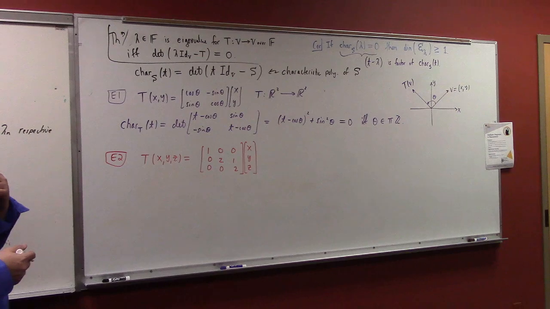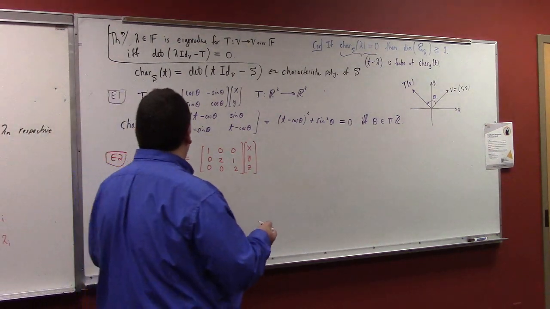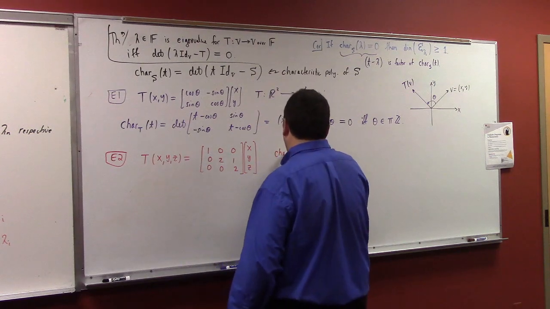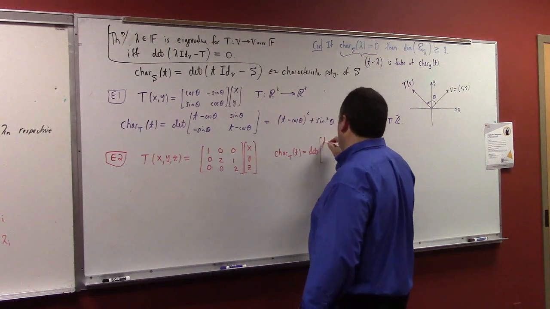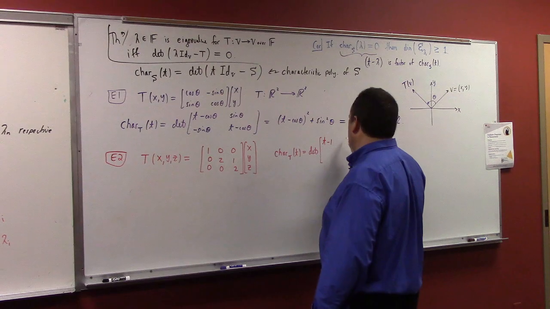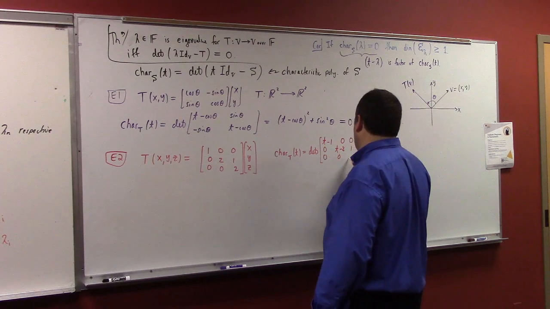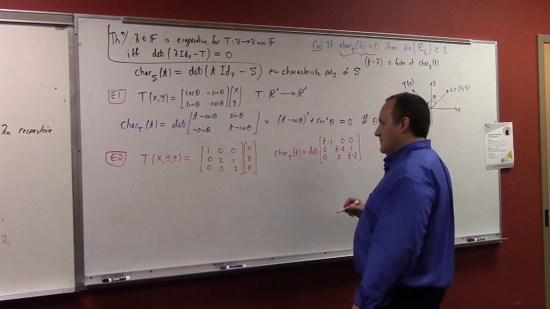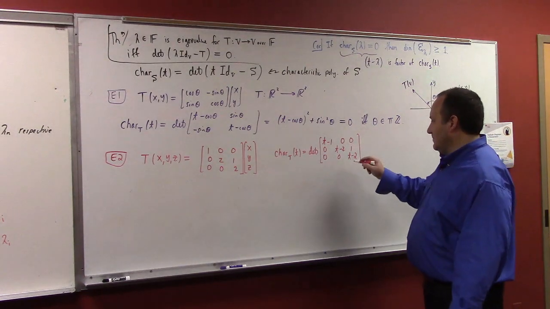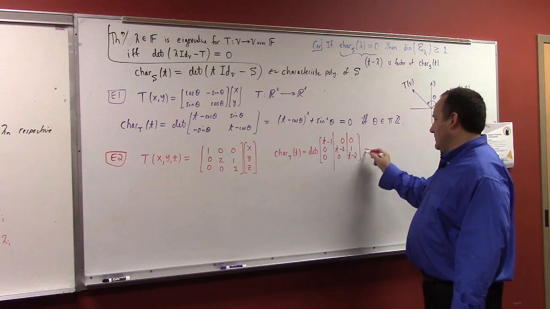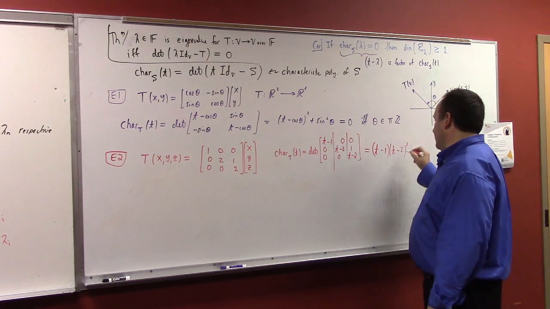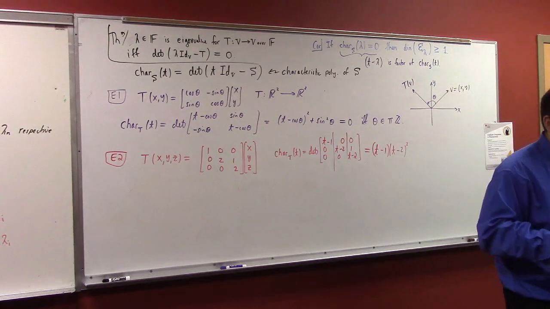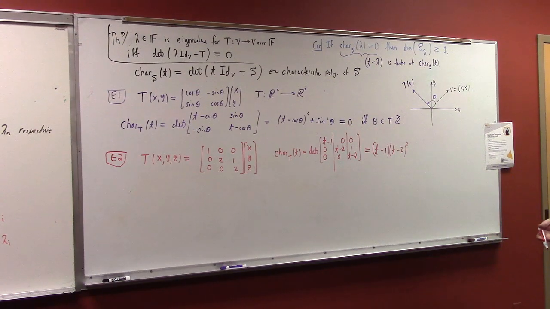So this time, what's the characteristic polynomial of T? Characteristic of T, determinant of t minus 1, 0, 0, 0, t minus 2, 1, 0, 0, t minus 2, right? Which is just t minus 1 times (t minus 2) squared. Something I should have pointed out. What's the degree of the characteristic polynomial?